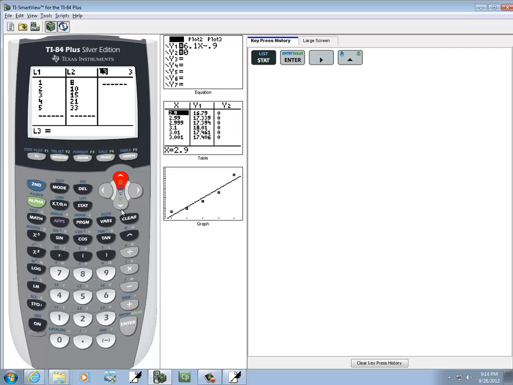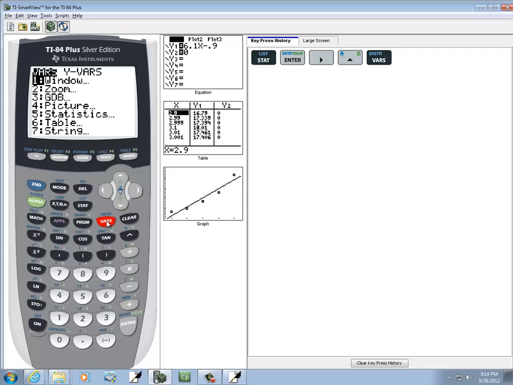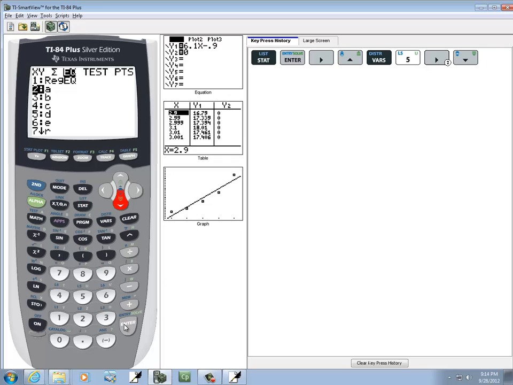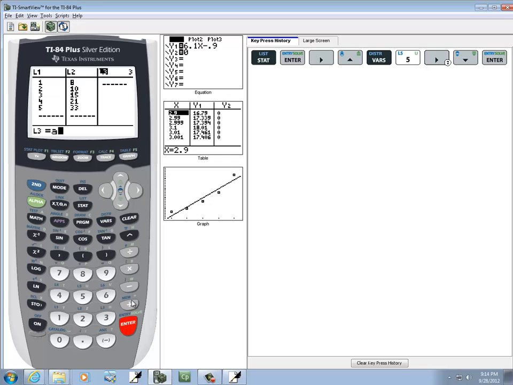Now L3 is highlighted, so I'm going to press VARS, choose 5 for Statistics. I want to right arrow over to EQ, and down arrow to a, and press enter. Now remember, the form of our least squares regression, the y-hat, was ax plus b.